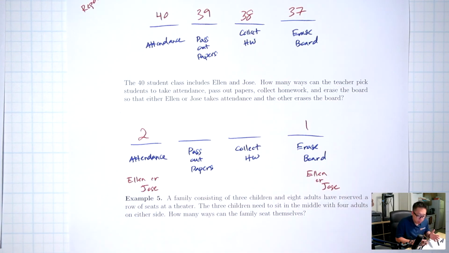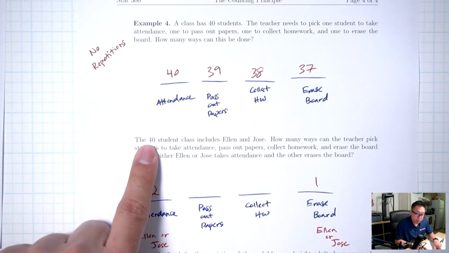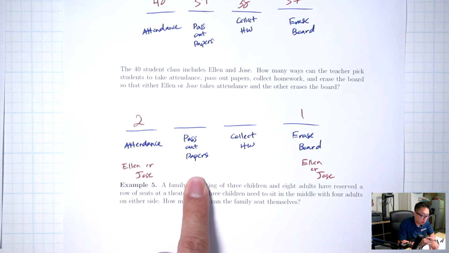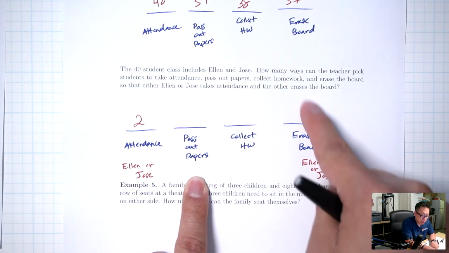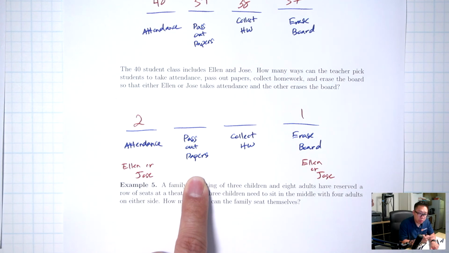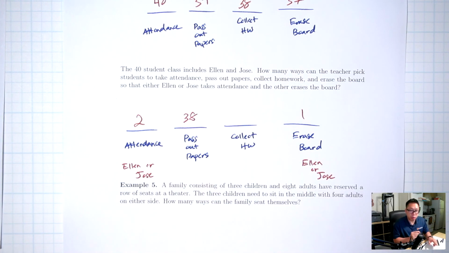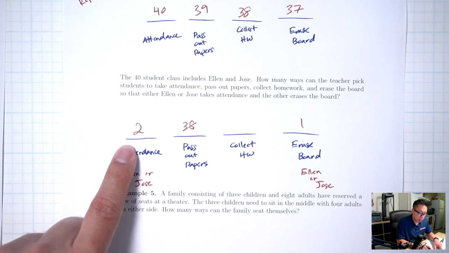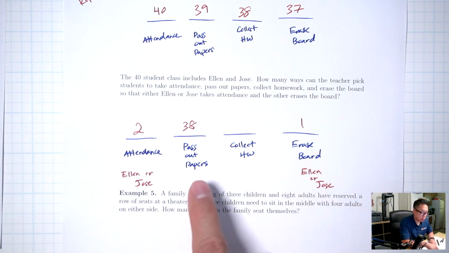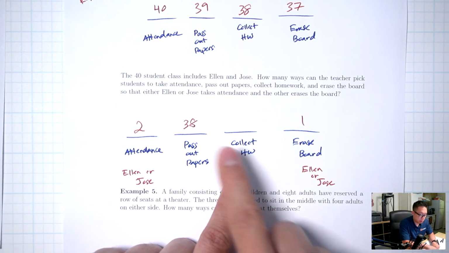For the blanks in the middle, I have no restrictions, right? Normally, it will be the 40 total in the class, right? But because we're talking about people, repetitions are not allowed. I already used two people for the first blank and the second blank. So now I'm down to 38. Once again, that's because I have 40 people total, but I chose one person for the first blank already and one person for the second blank already. In other words, Ellen and Jose are out, which means there are 38 people left. And then for this last blank, I should be down again to 37.